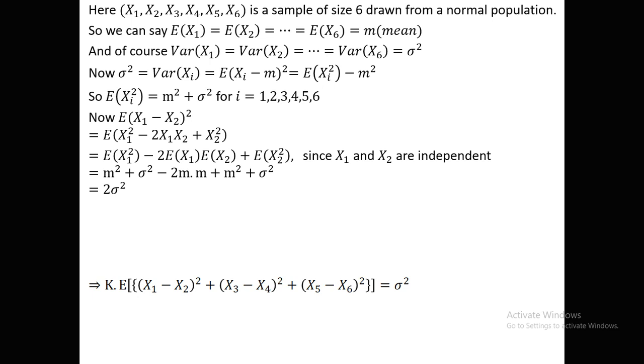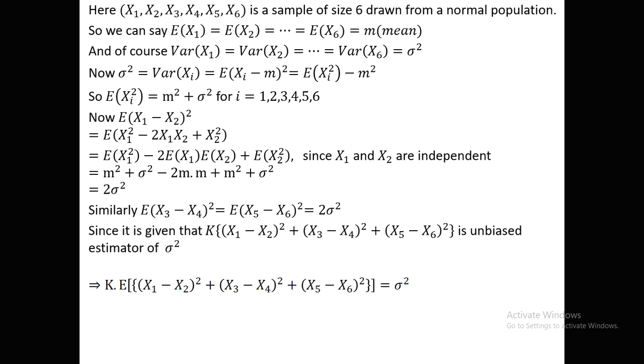So now calculate the first expression, E of (X1 minus X2) whole square. It's the (a minus b) whole square formula. Then E of X1 square minus twice E of X1 into E of X2. In the bivariate random variable we have already seen that if X1 and X2 are independent random variables, then E of X1 into X2 is equal to E of X1 into E of X2. So after all the calculation, E of (X1 minus X2) square will be equal to 2 sigma square. Similarly, E of (X3 minus X4) square equals E of (X5 minus X6) whole square equals 2 sigma square. So all the expressions are equal to 2 sigma square.